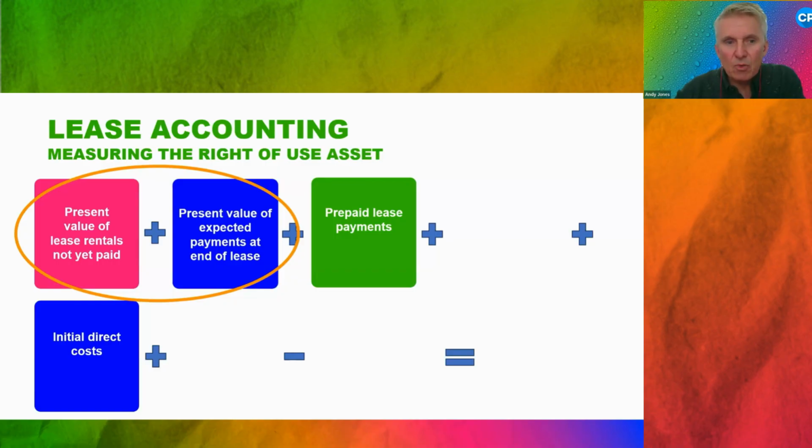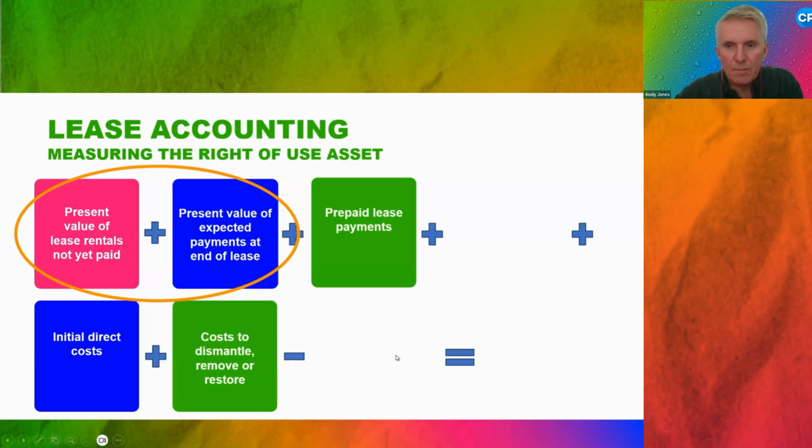The next thing is also to factor in any costs that you might have to incur to dismantle, remove, or even restore that asset at the end of the lease. Commonly in leases there are make good clauses, dilapidation clauses, like refreshing the carpet and doing a repaint at the end of the lease. Again, you'll need to bring those into the calculation.